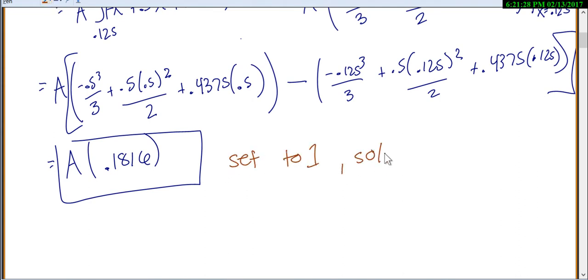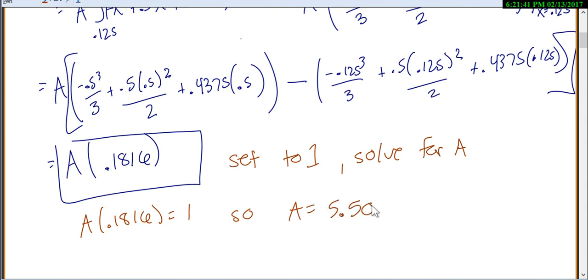And solve for A. So we'll do A times 0.1816 equals 1. So A would have to be 5.506. Now, depending on where you round or how much you round, I think the textbook got 5.504. That's just a rounding difference. That shouldn't be a big deal.